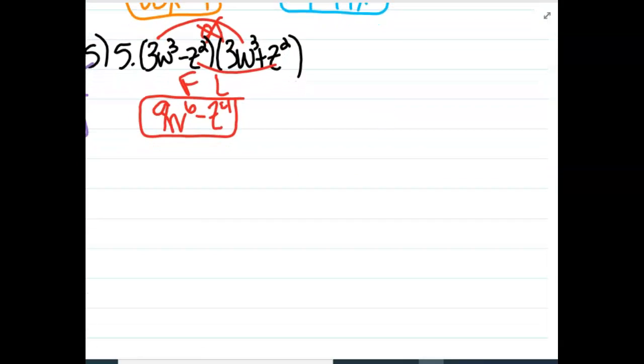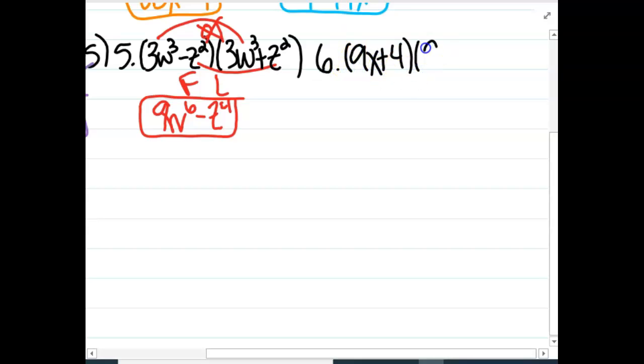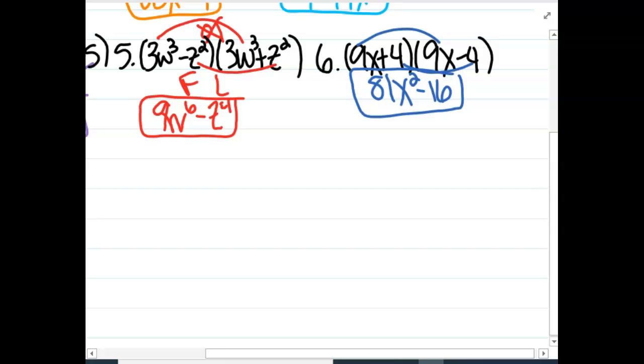Okay, I want you guys to try number 6 on your own. So number 6, try 9x plus 4 times 9x minus 4. You only have to work the F and the L. So the F is 9x times 9x, which is 81x squared. The L, 4 times negative 4, is negative 16. So those ones are the easy ones, okay? You guys have questions on those ones?